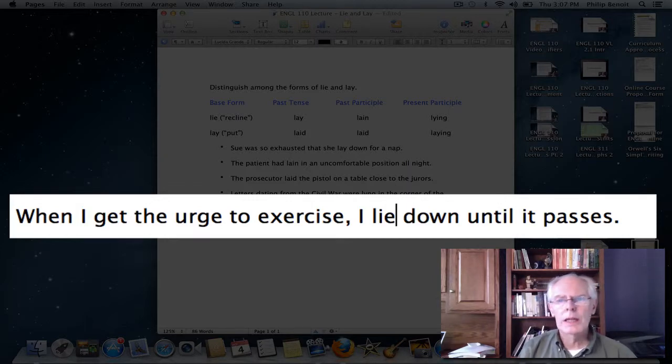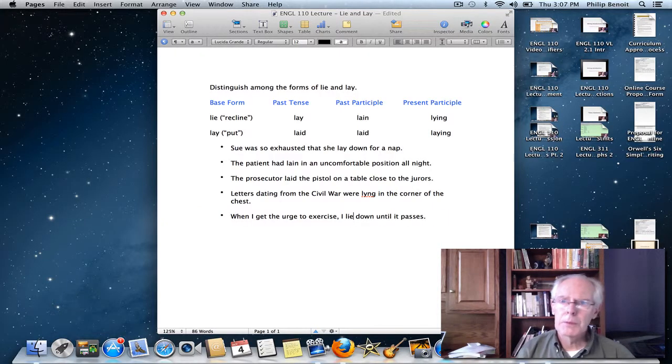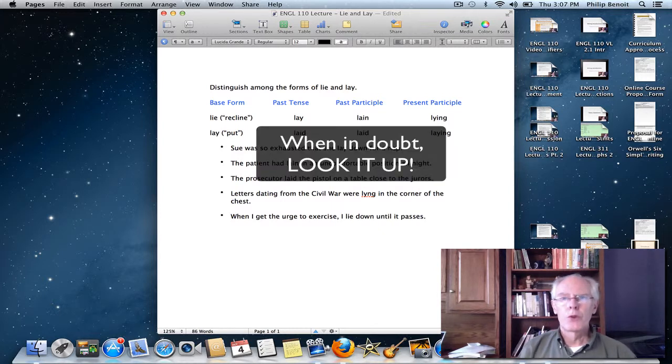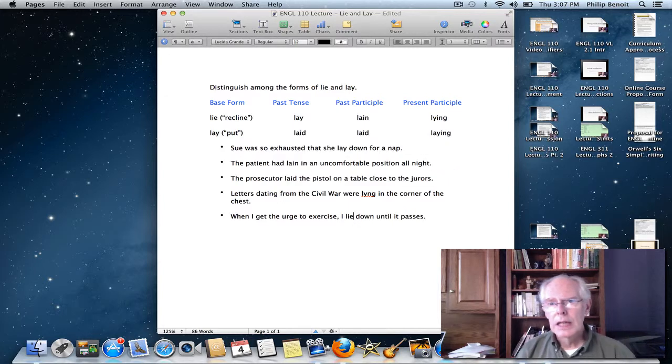Okay, so all we have to really do is keep in mind whether we're talking about reclining or putting. And once we do that, refer to what we know or what we can look up about the form of the verb that we need to use in that particular context, and then make sure we use the right one. It's not that hard, not that difficult, and when we get it right, we avoid the problem of misleading the reader and confusing the reader and distracting the reader from what we are trying to say.